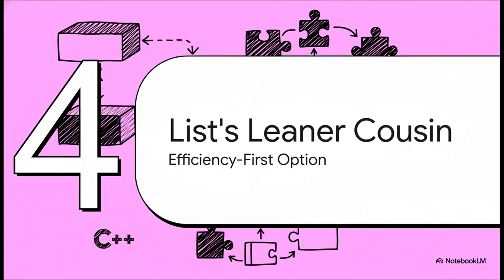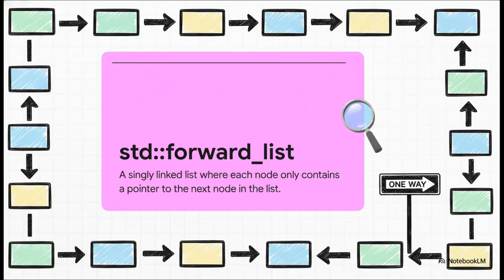Okay, so you love the idea of the list, but maybe you're working on an embedded system or somewhere where every byte of memory counts. Well, C++ has got your back with an even more specialized tool. Let me introduce you to std::forward_list. It's a singly linked list. The idea is exactly the same. It's a chain of nodes, but this time each node only has a pointer to the next element. There's no previous pointer. You can only go forward. It's a one-way street, no turning back.